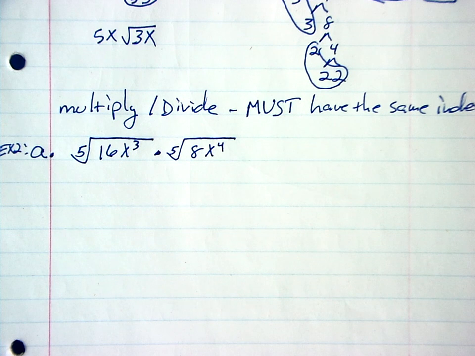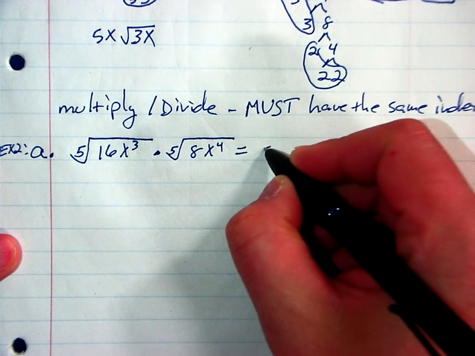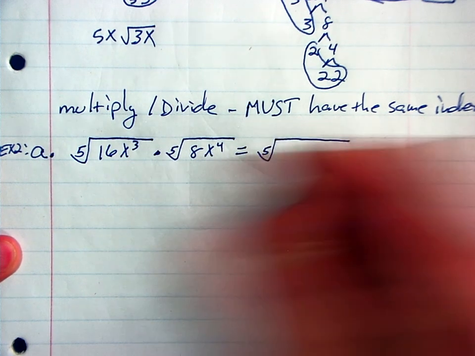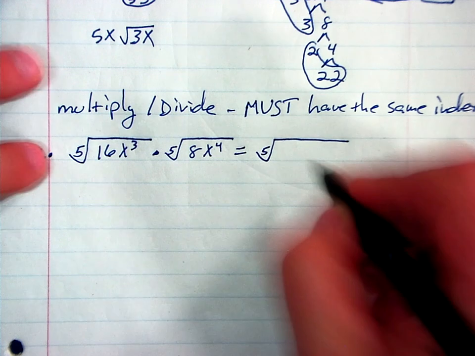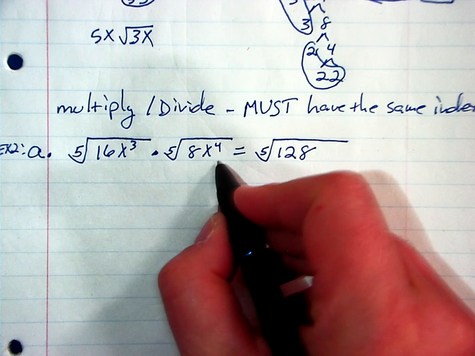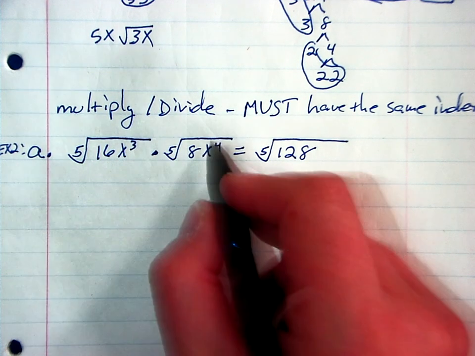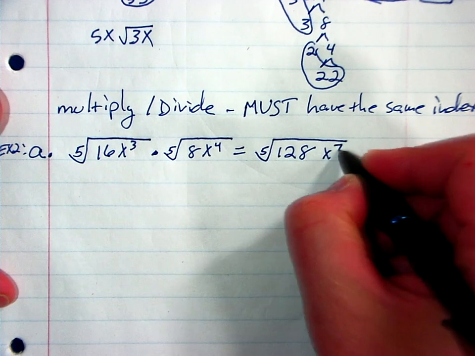So first thing, do we have the same root? They're both 5s, right? So that makes life a lot easier for us because we can just multiply straight across. The index is the root. So we know it's going to be the fifth root. 16 times 8 is 128. Now we're multiplying, so when you multiply exponents with the same base, you just add the exponents. So 3 plus 4 is x to the 7th.